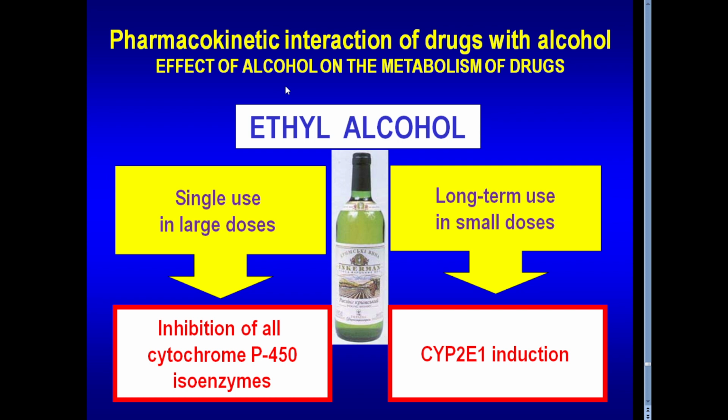Pharmacokinetic interaction depending on the dose of ethyl alcohol. Sometimes they use ethyl alcohol one time, but in a large dose. Single use in large doses causes inhibition of all cytochrome P450 isoenzymes. An inhibition of these enzymes increases concentration of different drugs. So, taking ethyl alcohol once in high doses promotes increase of effects of different drugs.